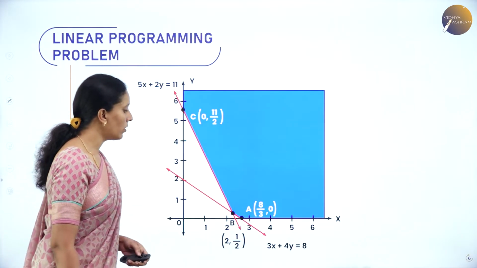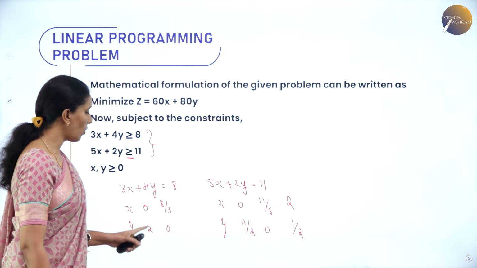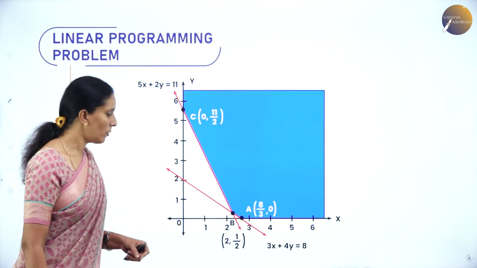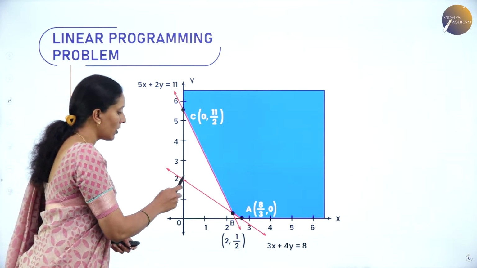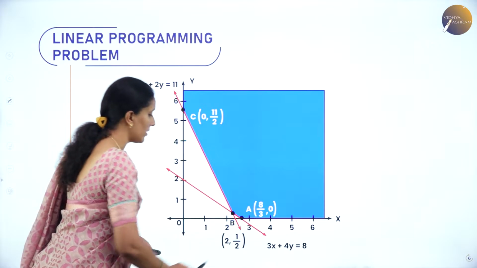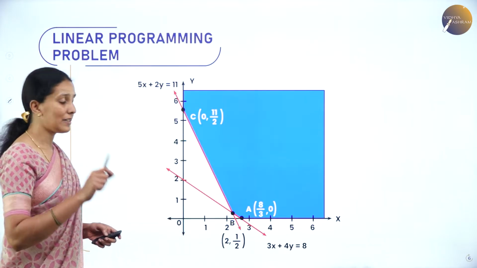Next we have one more line. The points are 0, 2 and 8 by 3, 0. 8 by 3 is almost 2.5. So join this. Now coming towards the feasible region.